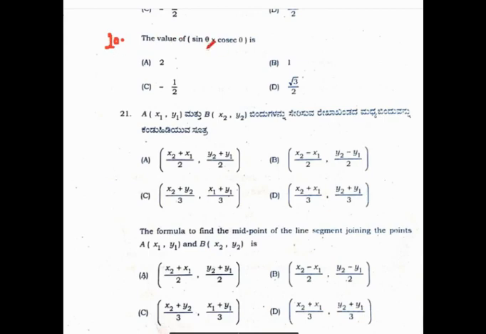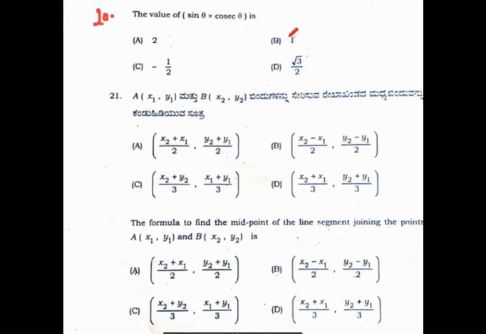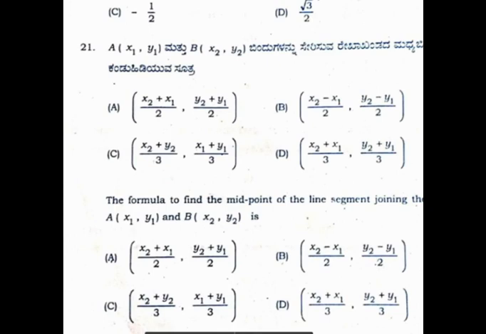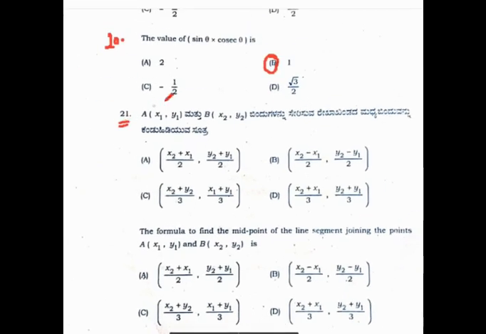20th question. The value of sine theta into cosecant theta is. Answer is 1. Option B. Reason is sine and cosecant are reciprocal to each other. Moving on to 21st question.